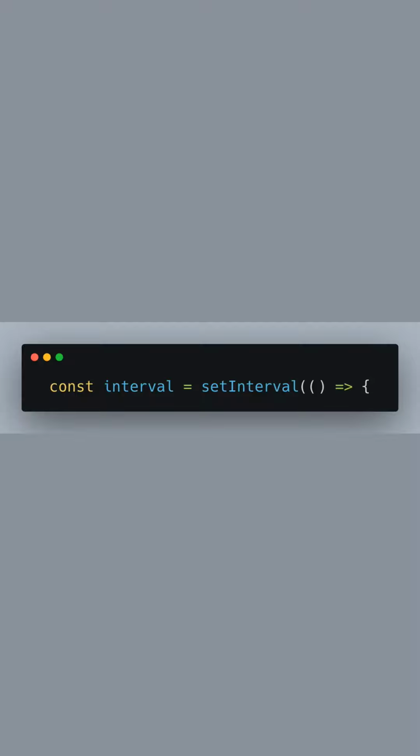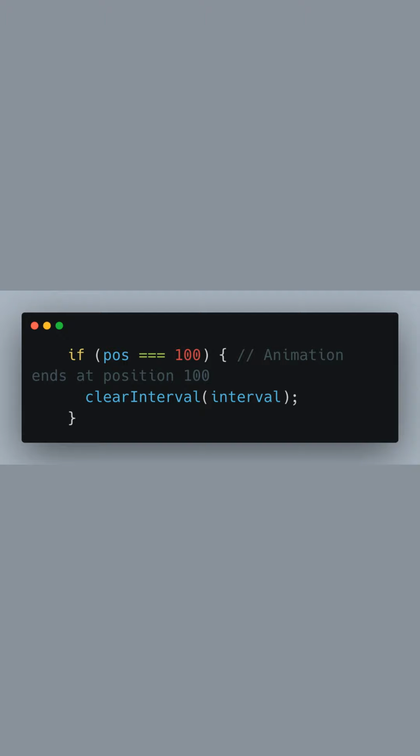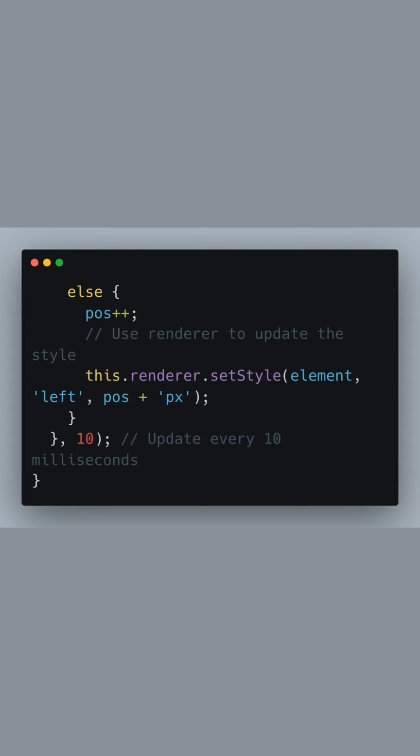This creates an interval that repeatedly executes the given arrow function at the specified time delay, in this case, 10 milliseconds. Inside the interval function, we first check if the position pos is equal to 100. If it is, we use clearInterval to stop the animation. Our animation ends when the element reaches a position of 100 pixels from its starting point. If the position is not yet at 100 pixels, we increment pos by 1.